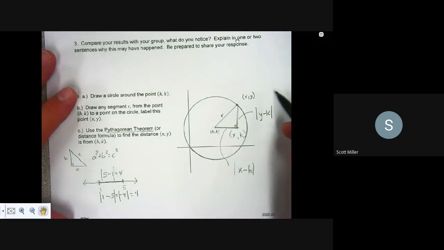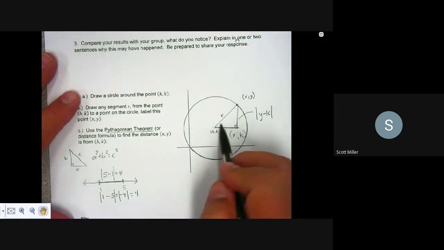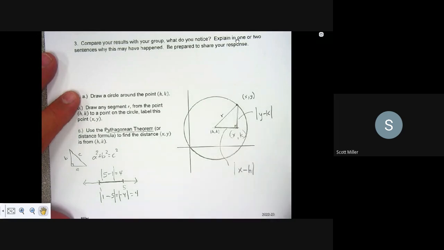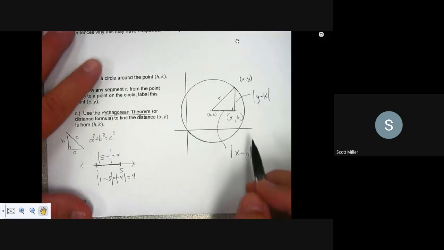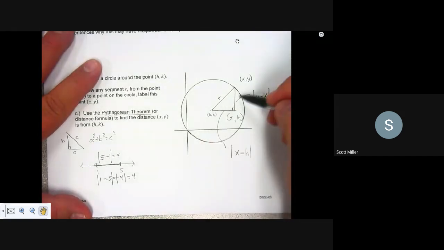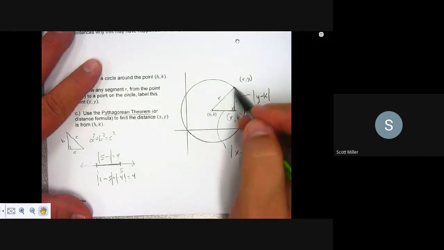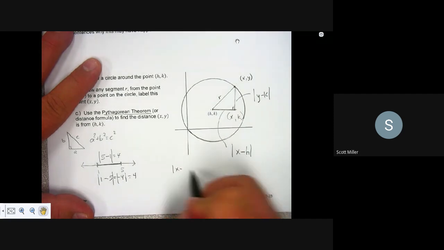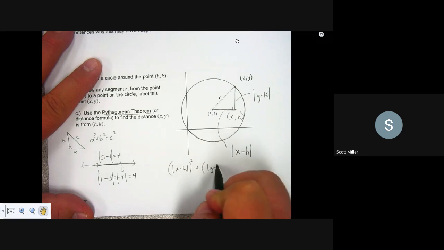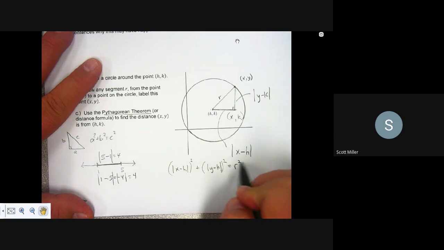Now that I have that, I now have all 3 sides of a right triangle. I can apply the Pythagorean theorem. So Pythagorean theorem says that this side length squared plus this side length squared is going to be that length squared. So I write those out. x minus h squared and y minus k squared must be r squared.